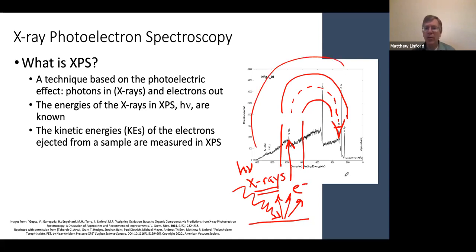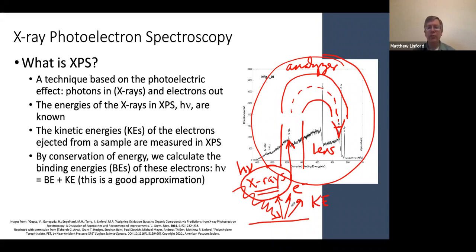What we do in this system right here with the lens and with the analyzer is we measure the kinetic energies of these electrons. So I know the X-ray energy right here, and I know the kinetic energies of these electrons as well. And from that, I'm able to figure out what the binding energies of those electrons are.